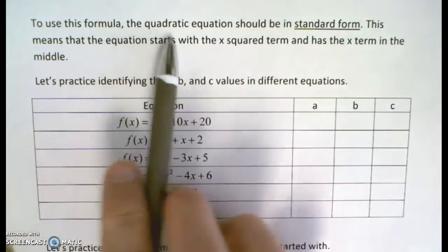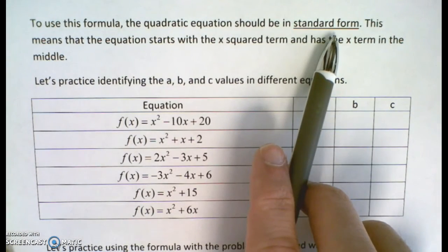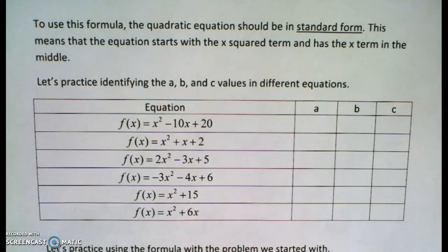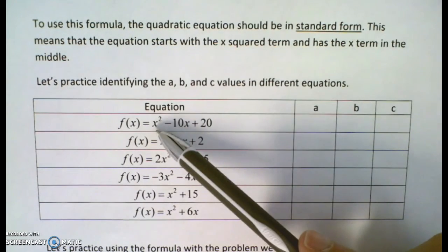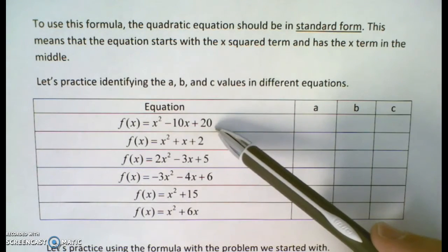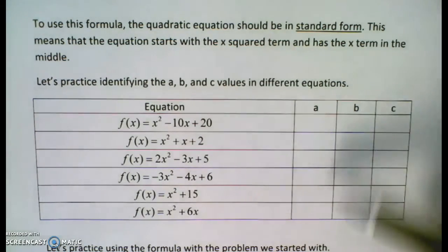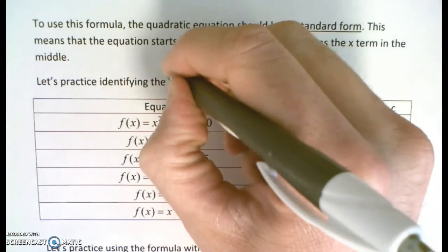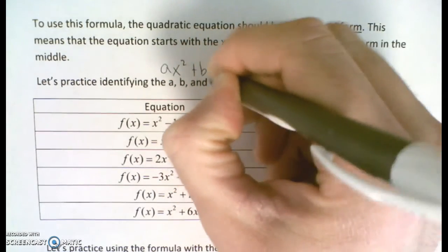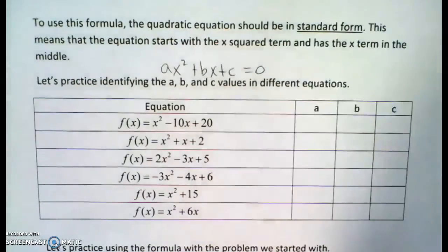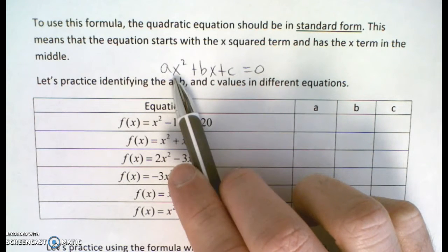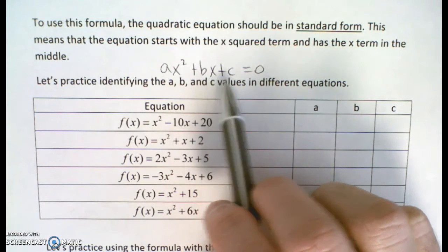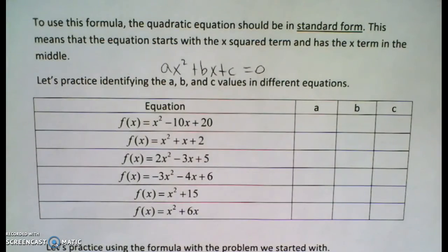So to use this formula, the quadratic equation should be in standard form. Standard form means you start with the x squared term, then the x term, and then the number by itself, the constant. So each of these are in standard form. They start with x squared, then the x term, and then a constant number at the end. So the a, b, and c values, remember the formula was ax squared plus bx plus c equals 0. So a is the coefficient of the x squared term, the number in front of x squared. b is the coefficient of x, and c is the constant value at the end without the variable.